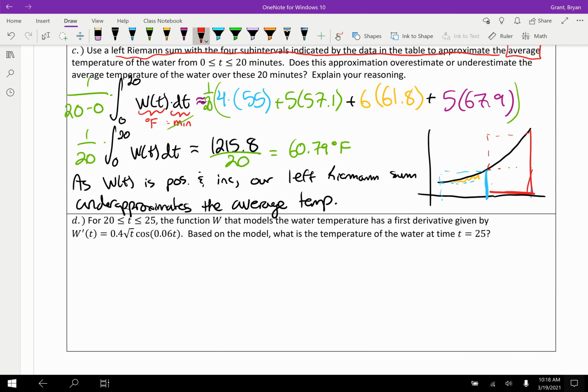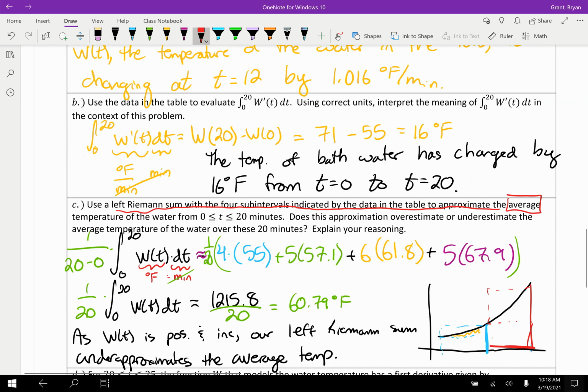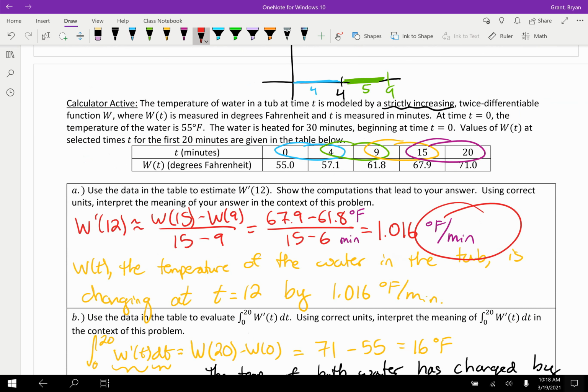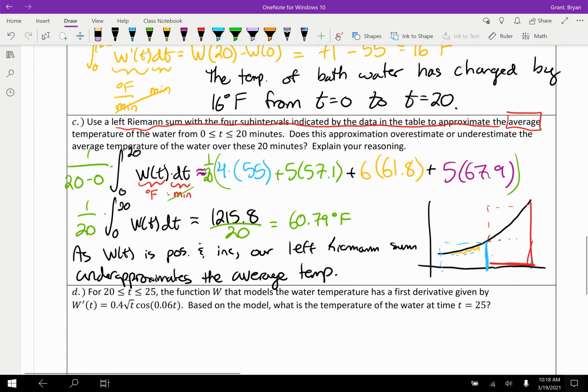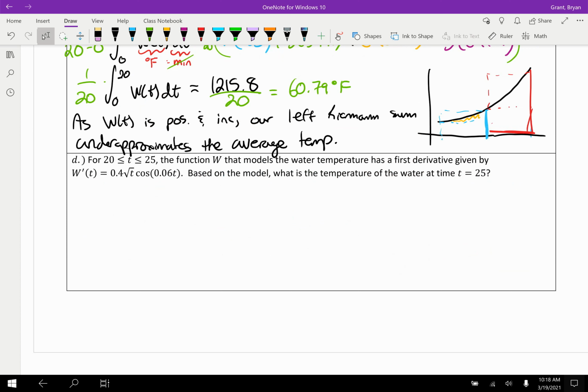For 20 to 25, the function W models the water temperature, with the first derivative given by an equation. Based on the model, what's the temperature of the water at the time? Well, this is a derivative. We know the units a derivative has, degrees Fahrenheit per minute, and they're asking us about temperature, degrees. How do we go from degrees Fahrenheit per minute to temperature? We do the antiderivative. All right, so we need to do the antiderivative from what to what?